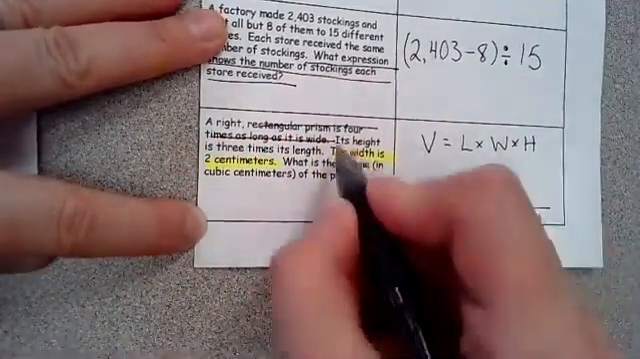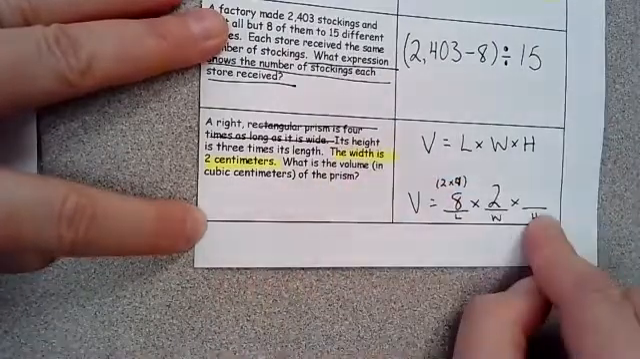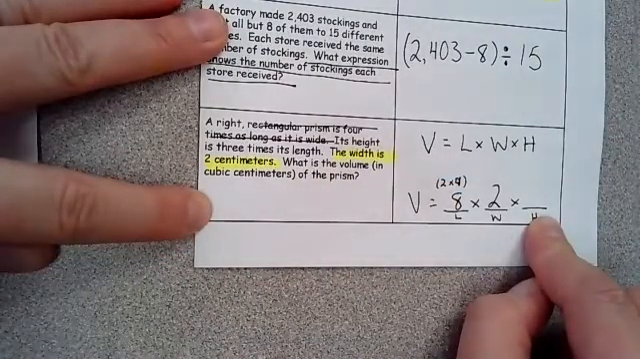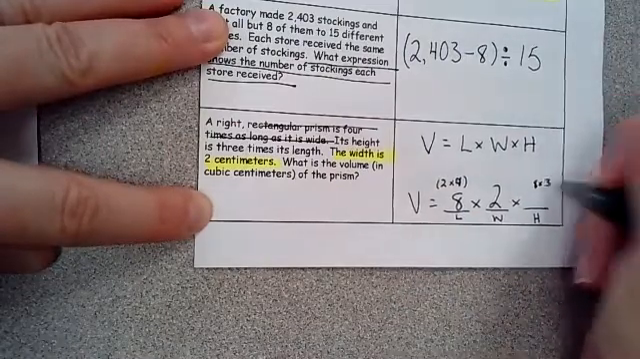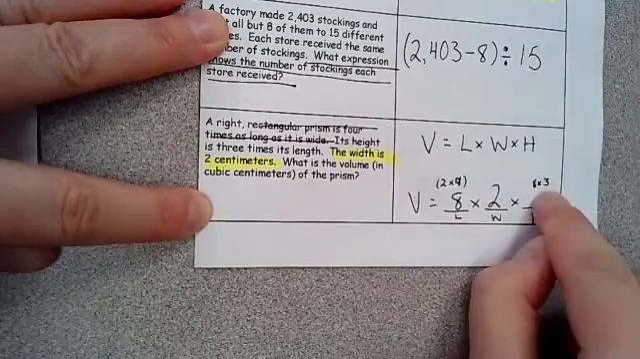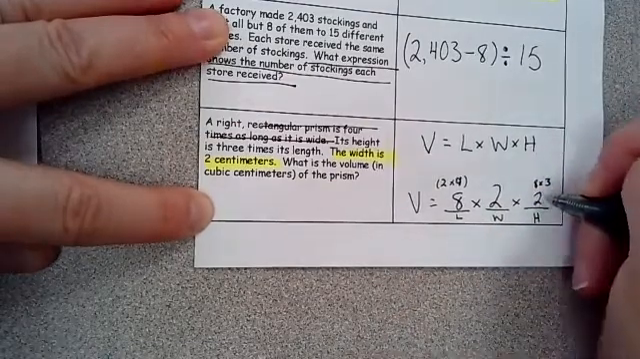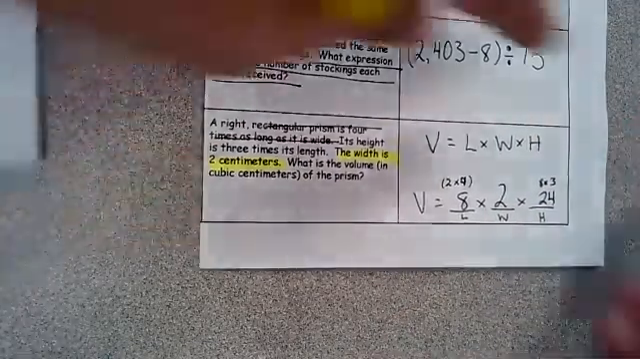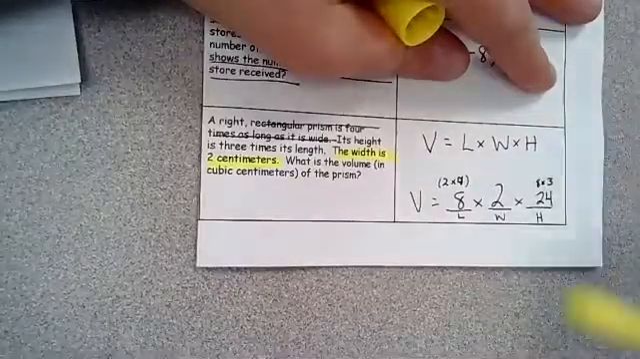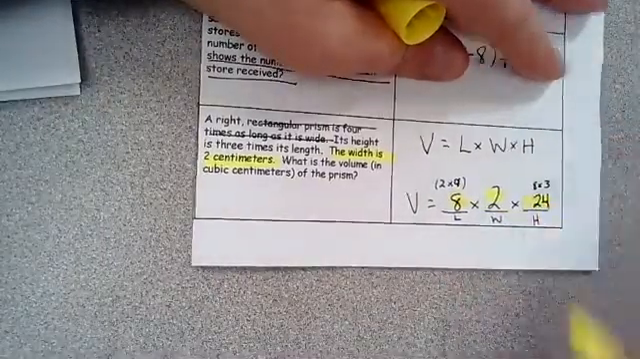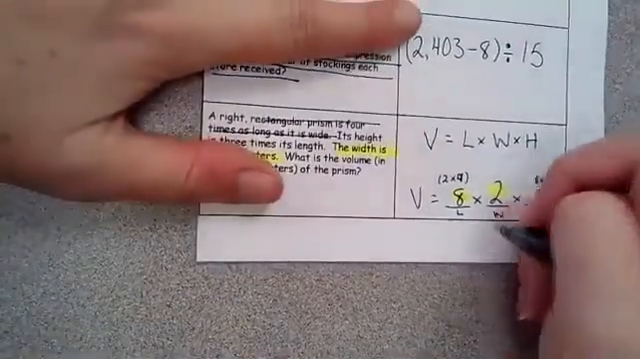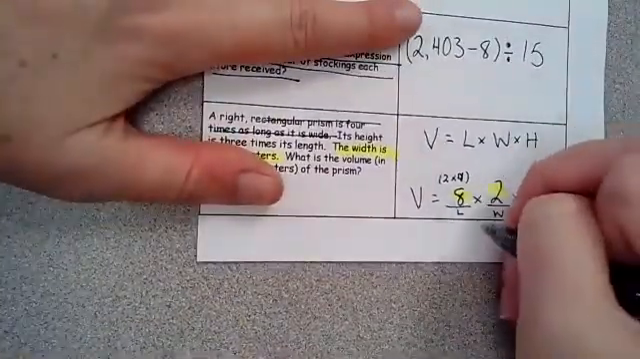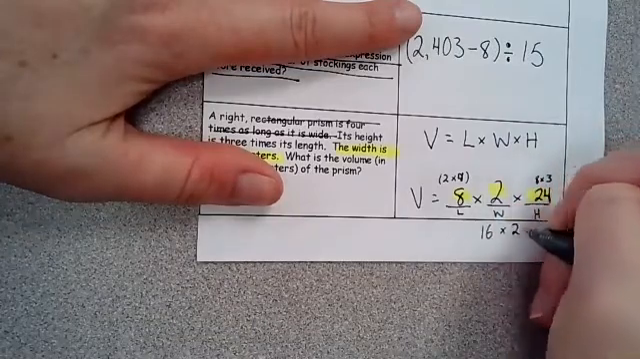Now let's read the next part. Its height, that's this number, is 3 times the length. So this one is 8 times 3 because the length is 8. You're multiplying times 3. So the height is 24. So now you have 3 numbers here. You've got 8 and 2 and 24. And now you can multiply those together to get your total. So 8 times 2 is 16 times 24.